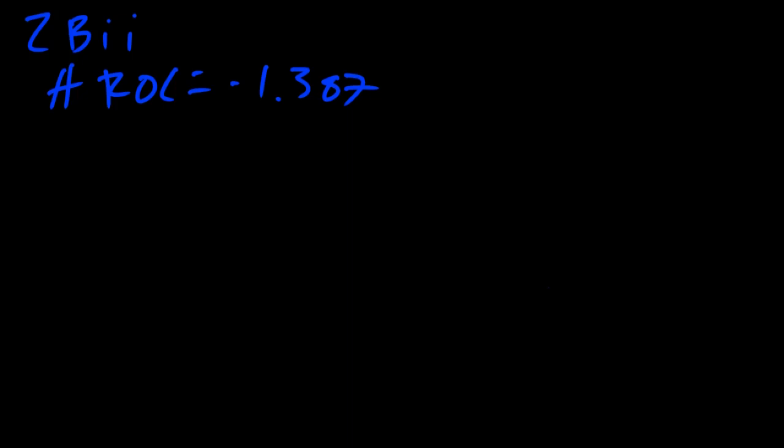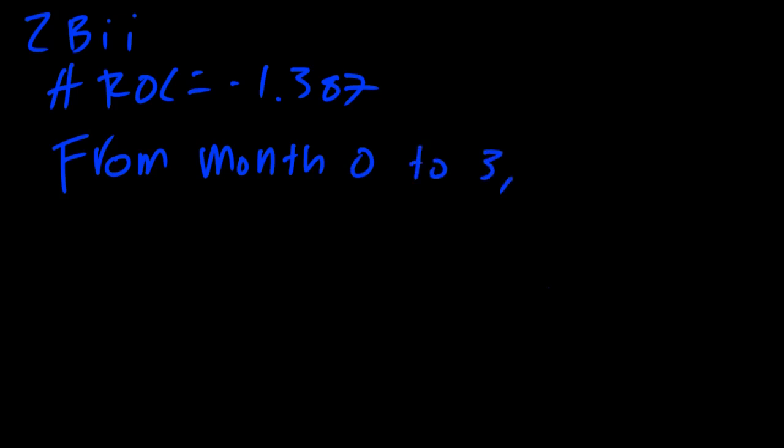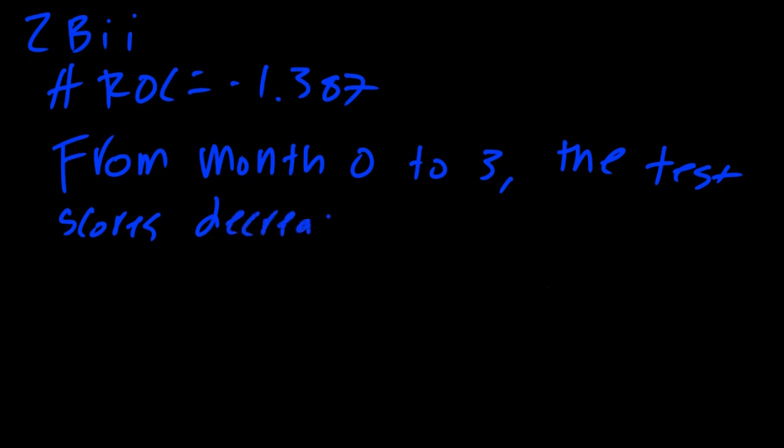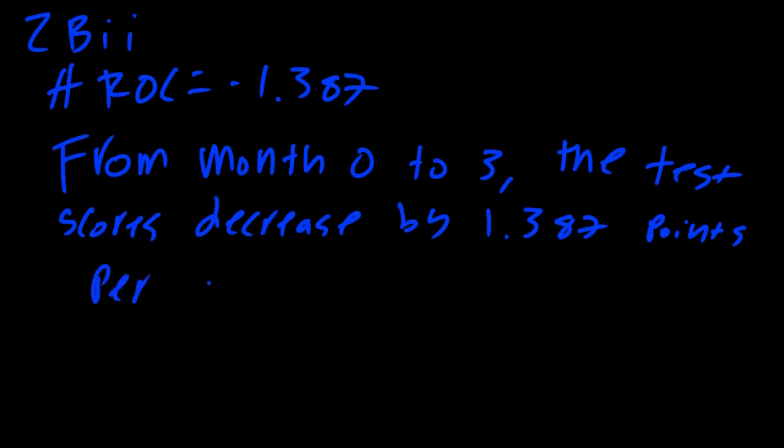So our answer for 2BII would just be: from month 0 to 3, the test scores decrease by 1.387 points per month. There's our answer.